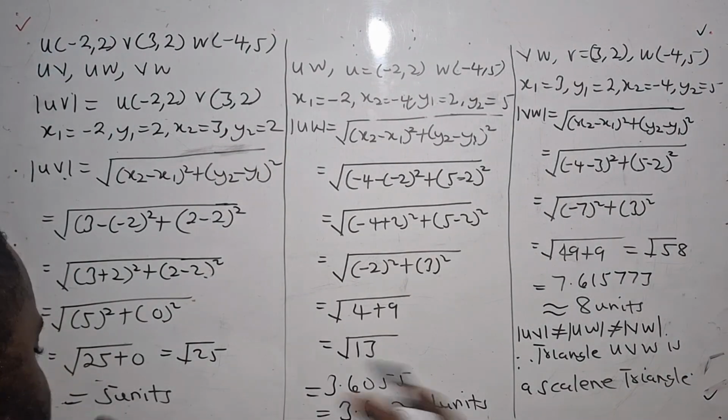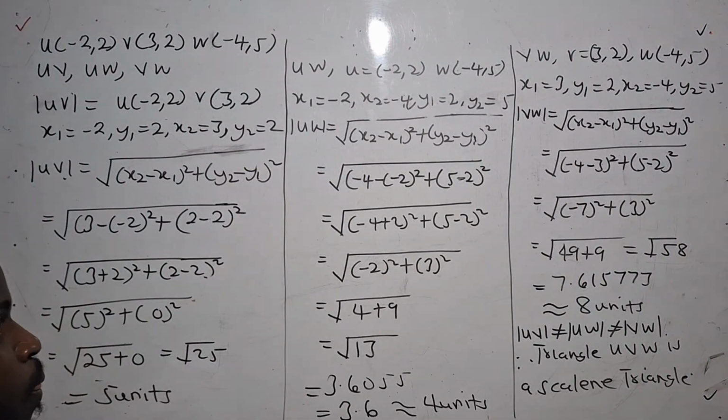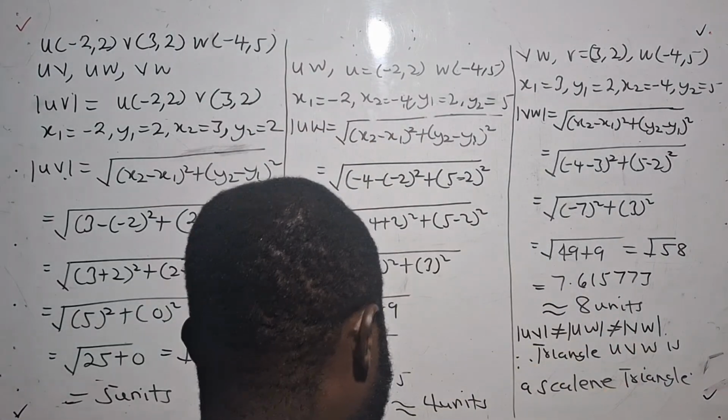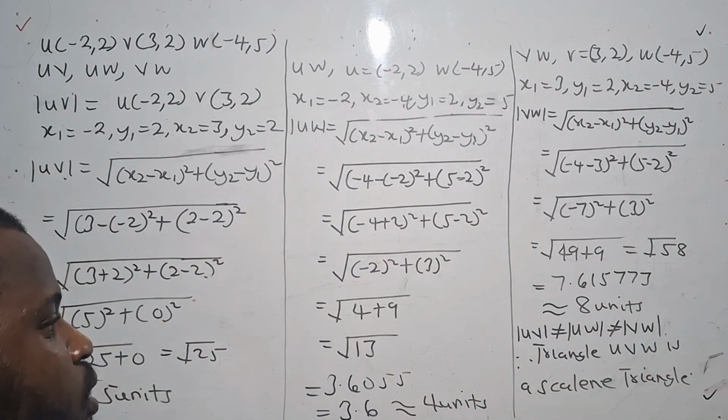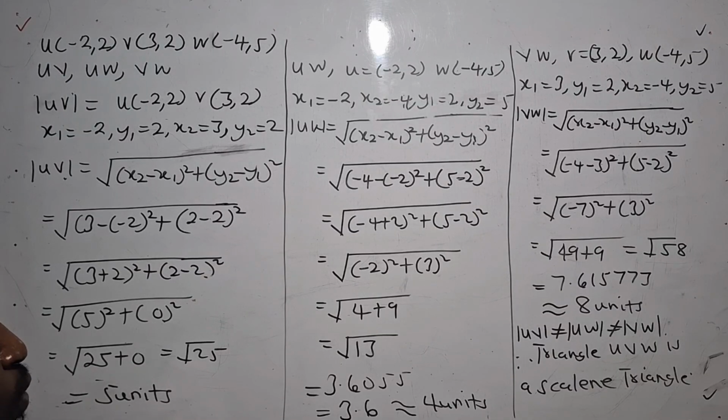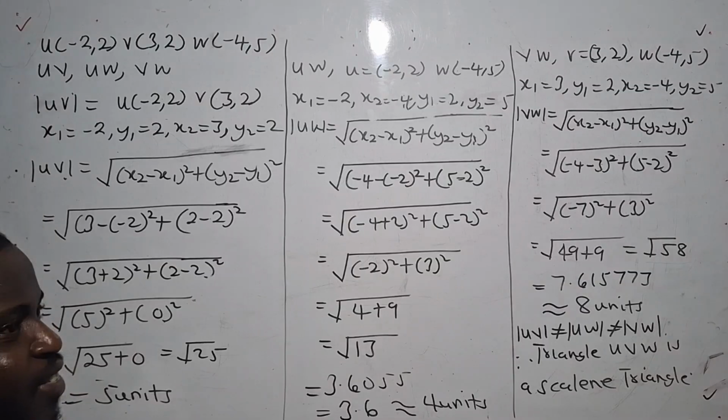So you know the triangle types by their name. But if you do all this and you don't write the correct name of the triangle, you're not going to get your full mark for that. So this is how we prove this one using the distance formula. Now we are going to take our very last question on this segment.